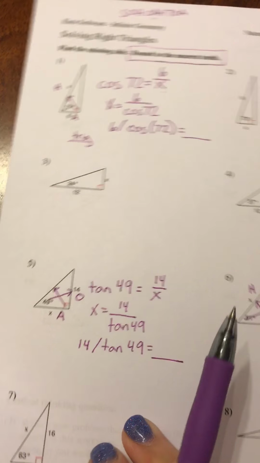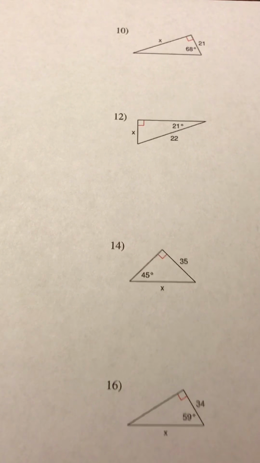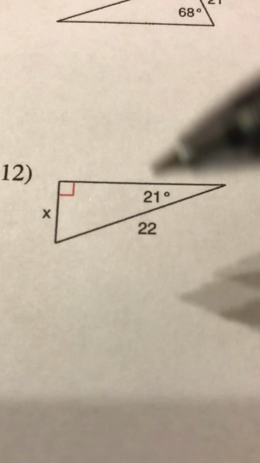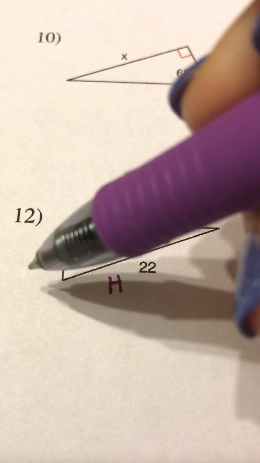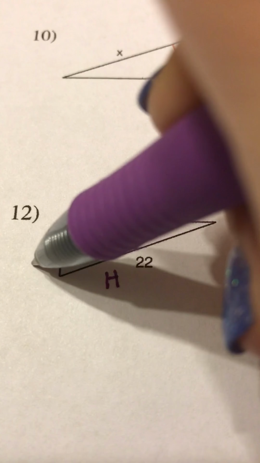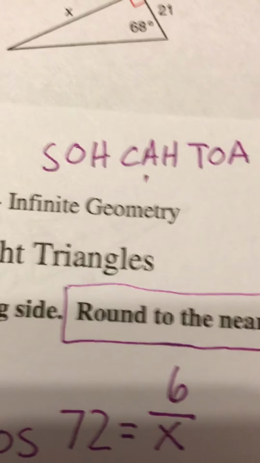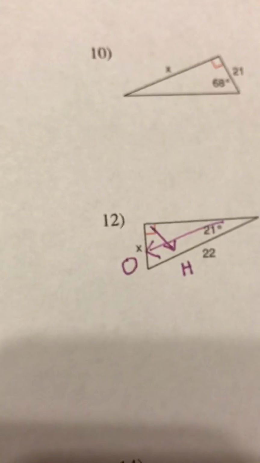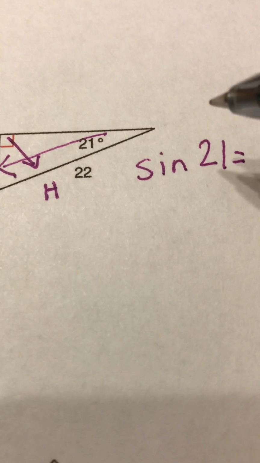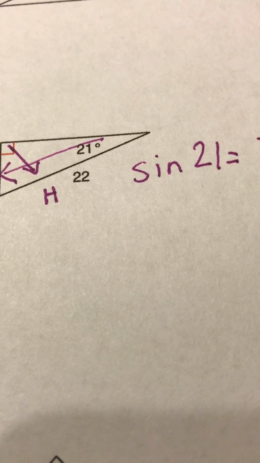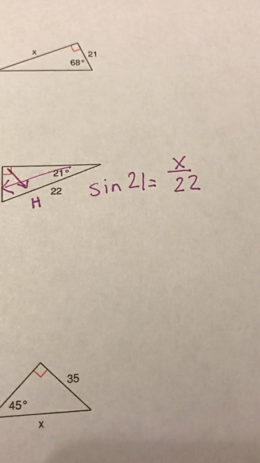Okay? Let's look at the back side of that worksheet, see if there's any we want to look at. Let's do number 12. Okay. Across from our right angle is always the hypotenuse. The side we're given X is across from our reference angle, so it's got to be opposite. So we wrote on the front of our worksheet SOHCAHTOA, and if I have O and H, then I've got to use sine. So sine of 21 equals X over 22, because it's O, which was X, on top of H, which is 22.